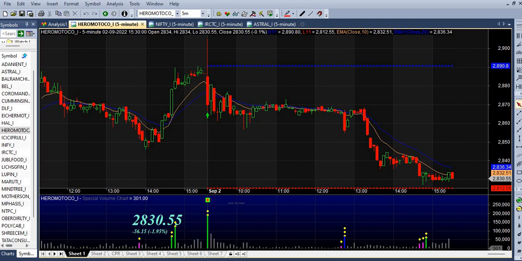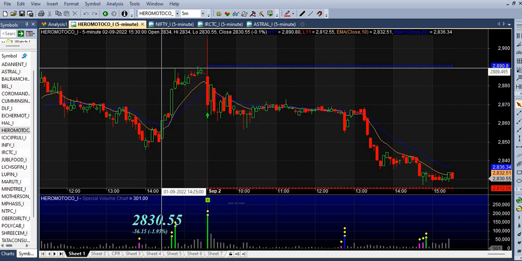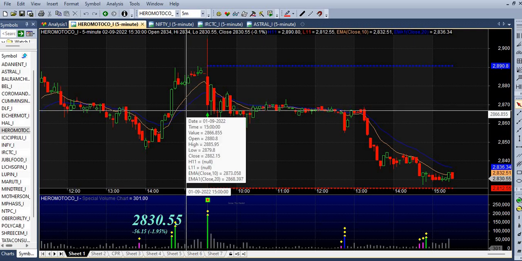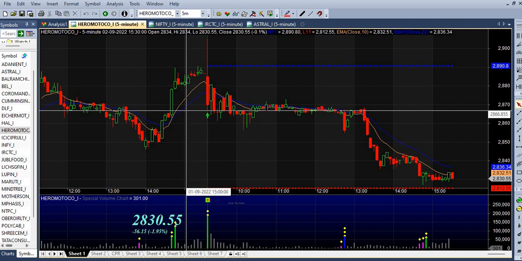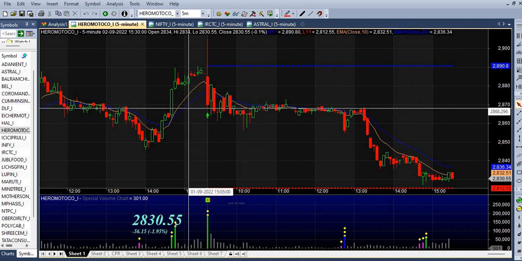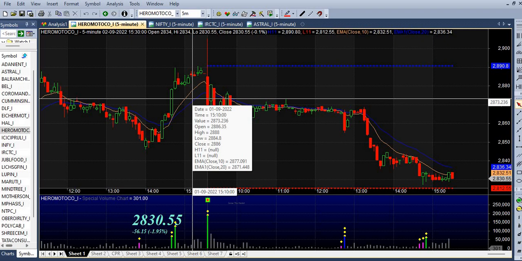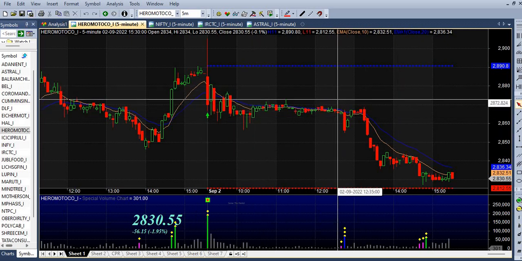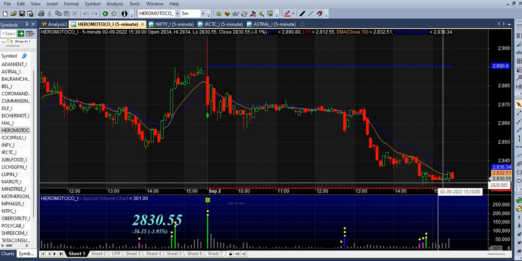Hero Motocorp, one of the stocks that we went on the sell side. Although we triggered the entry at around 9:25, we booked our profit almost at around 2:30ish, because it was a sideways stock for the rest of the day, and it gave a nice fall later, and then it came down.